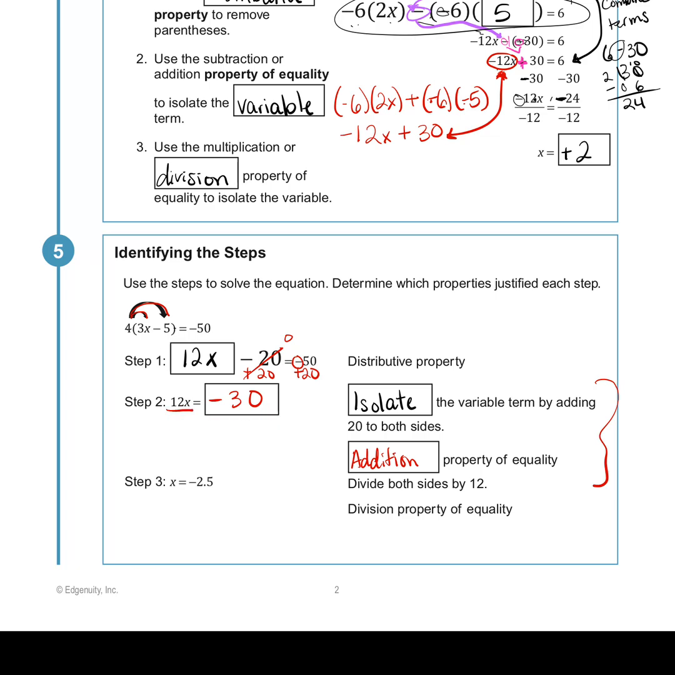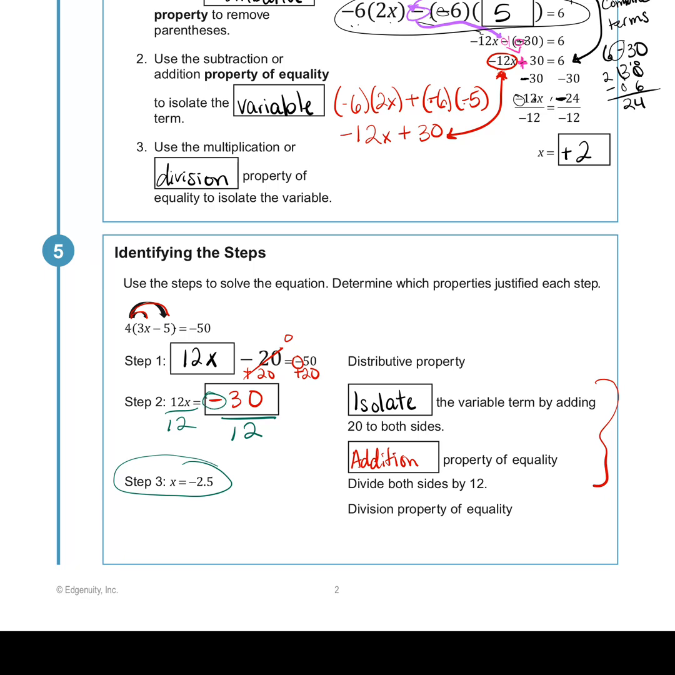Actually, let me do it in a different color, right? Since our 30 is, let's do yellow. Oh, that doesn't work. Let's try a different color. We'll do green. So 12 divided by 12, and that's going to give me x equals negative 2.5. Okay, now if you do it in your calculator, you'll get that. Obviously 30 is not divisible by 12, so we'd get that. That's why we have it as a decimal.